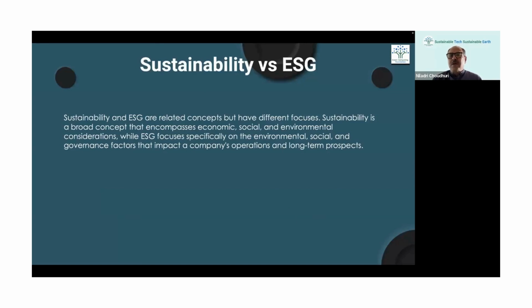Sustainability and ESG are related concepts, but have different focuses. Sustainability is a broad concept that encompasses economic, social, and environmental considerations, while ESG focuses specifically on environmental, social, and governance factors that impact a company's operation and long-term prospects. So when we are practicing it within the organization for understanding how it impacts the organization's profitability, organization's way of working, and so on, that is ESG. When we are looking at it in a global perspective, then it is sustainability. So ESG is a subset of sustainability.